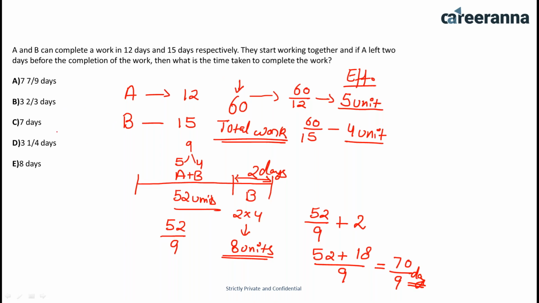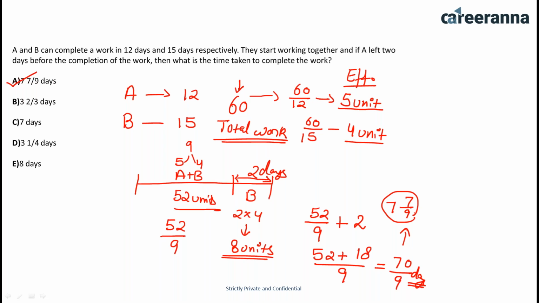Now if you see, the options are given in mixed fractions also. So if you solve this, you can see that option A is satisfying this. So we can directly say that option A is the correct option, that is 7 into 7 by 9, which is going to be a mixed fraction. This is the number of days A and B will take to complete this work.